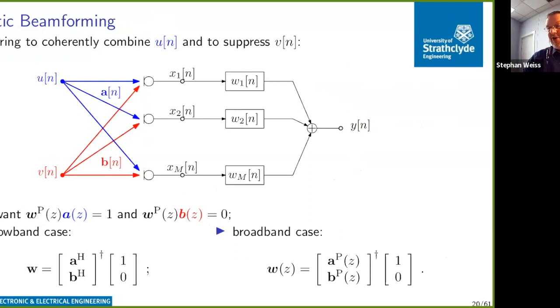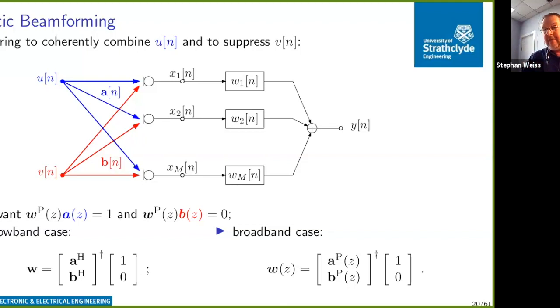So you have a more complex scenario in this slide. We actually now have two sources. We have this signal U of n from the previous slide, let's say that's the one we want to coherently combine. But we have a second source signal as well, the signal V of n, that illuminates our array over this red path, which we would like to null out and suppress.